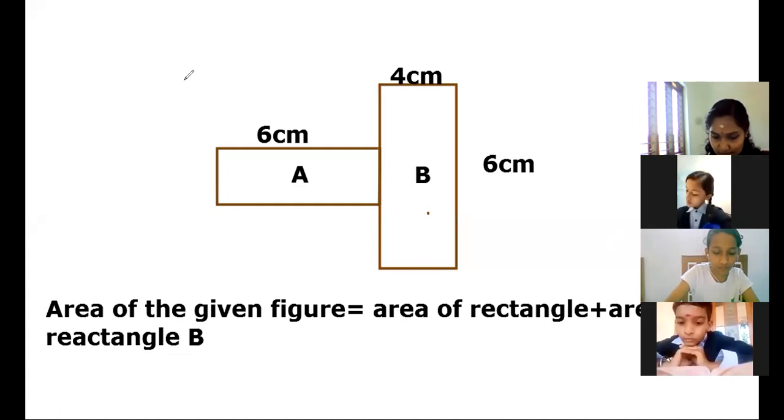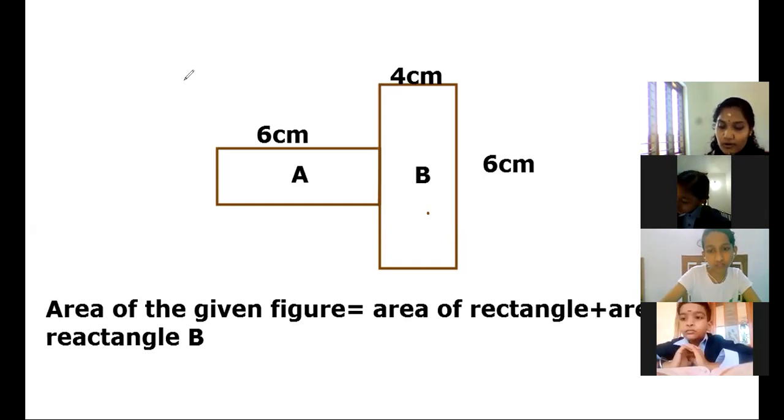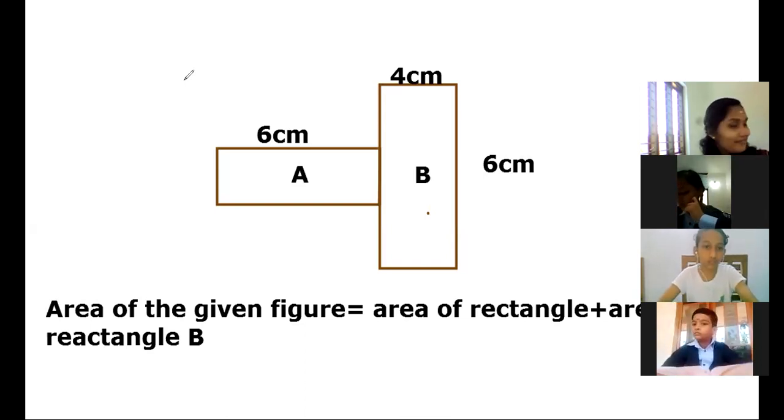Several figures. Area of composite figures. Those are not rectangles, right? Those are not squares too. Those types of figures are known as composite figures. Did you understand that? Got it?